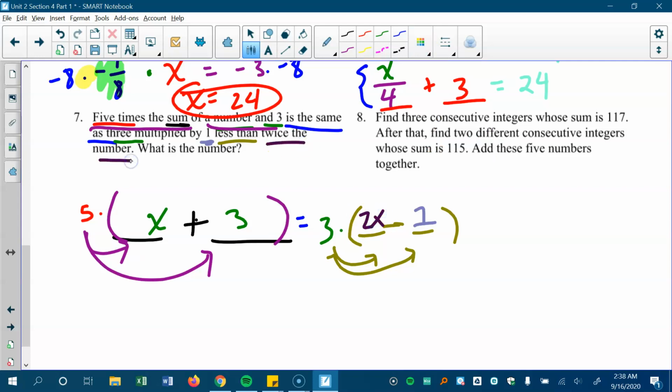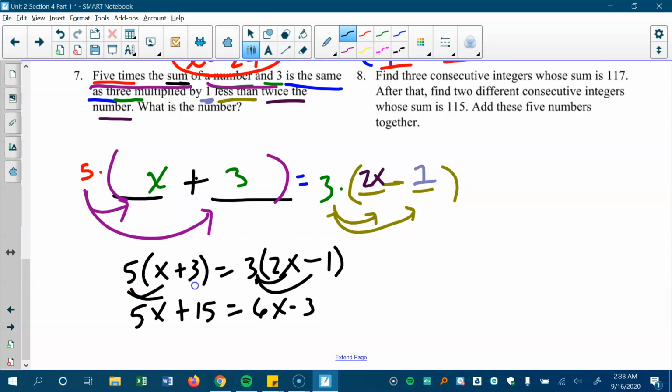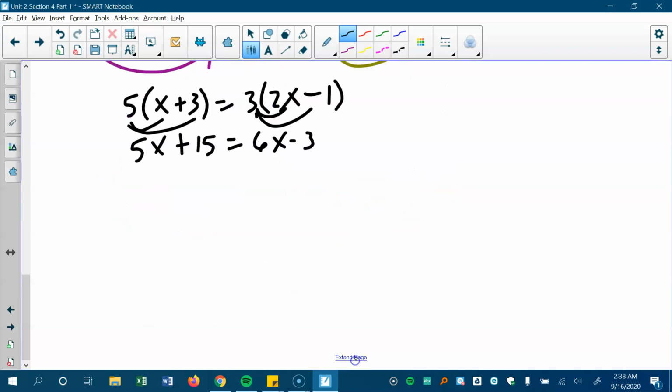Twice the number. So we'll rewrite all of that, taking out the colors. We have 5x plus 3 equals 3 times 2x minus 1. And we're going to solve that. And the way we would solve that is going to be 5x plus 15 equals 6x minus 3. This was the distributive property here where I multiplied 3 times 2x, and I multiplied 3 times negative 1, multiplied 5 times x and 5 times 3, and then I'm going to try to get everything on one side of the equation.